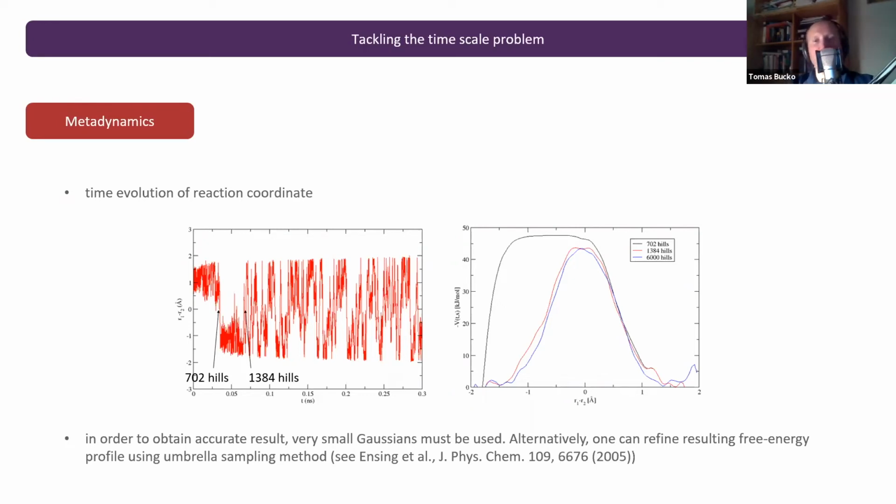You might start with coarse sampling. You might start with bigger Gaussians, and after recrossing, you might reduce the size of the Gaussians. That's one strategy. Or you can quickly sample using large Gaussians, and then refine your results by using other, more effective methods like umbrella sampling, for instance, as suggested by Ensing.